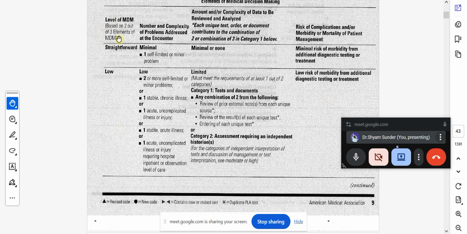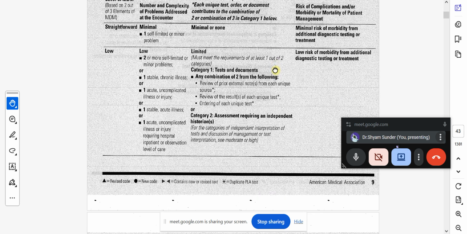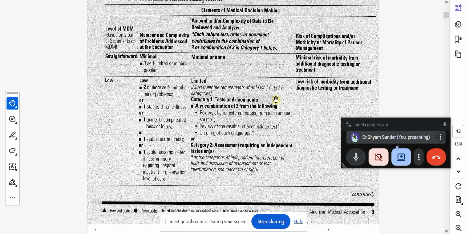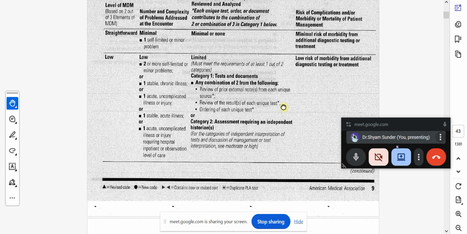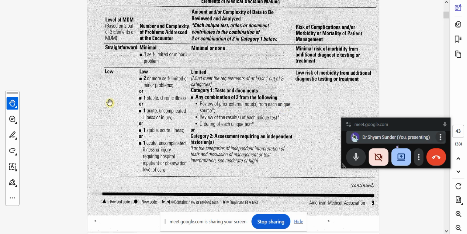What is the final MDM? It is low, right? Low, because all three are meeting. But here we have one rule called the 2 of 3 rule. Please make a note. 2 of 3 rule. So the MDM table says you don't need all three to be on the same line. If you have any two of these three, that's enough to decide the MDM level.